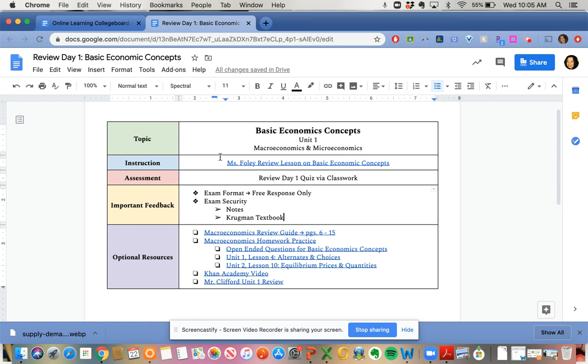So they're free response only. In terms of exam security, what they said is that you should encourage students to use their notes, their Krugman textbook or whatever textbook they use (around the country, they all use different textbooks), and really stick to that type of stuff.